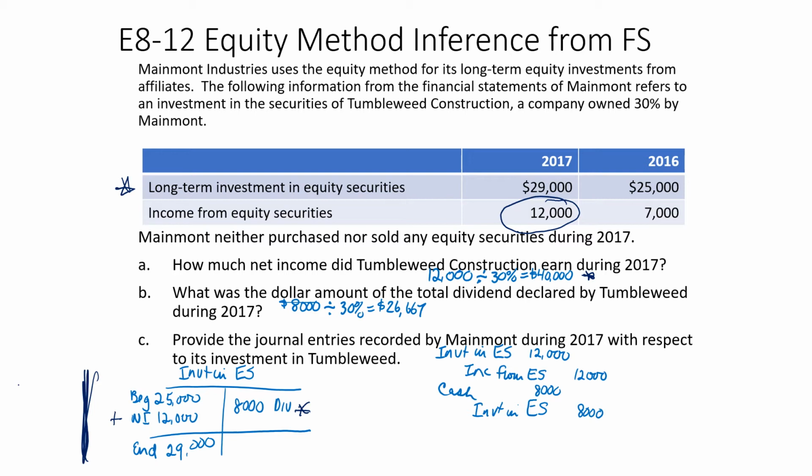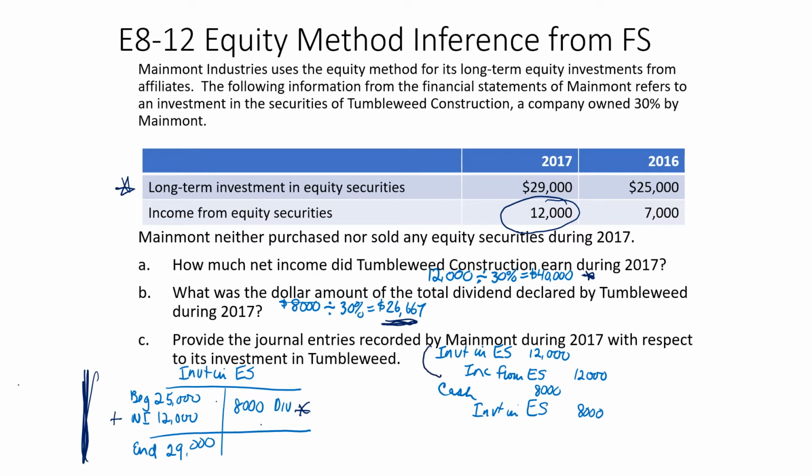In Part B, it says what was the dollar amount of the total dividend declared, not just our portion, but the total. Well, our portion was $8,000. Again, divide by 30%, and you can see that the total dividend declared was $26,667. And they asked for the journal entries regarding this.